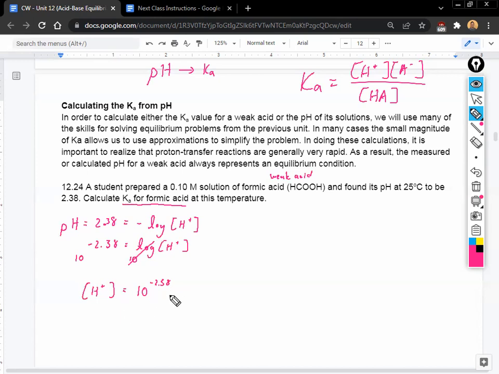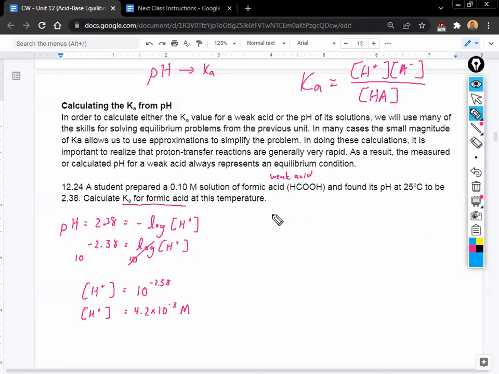And then from this, you should get an answer of 4.2 times 10 to the negative 3 molarity. So the concentration of H plus is 4.2 times 10 to the negative 3. So far, so good?